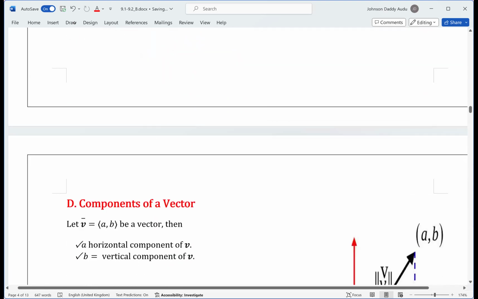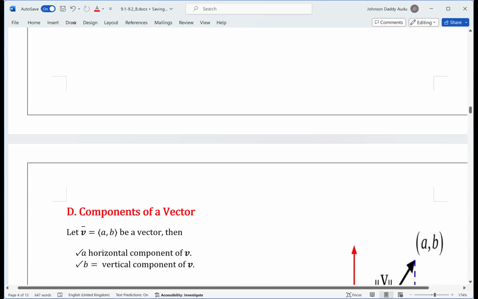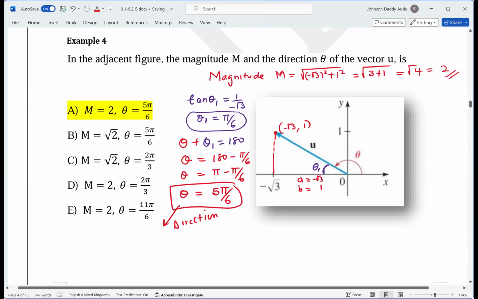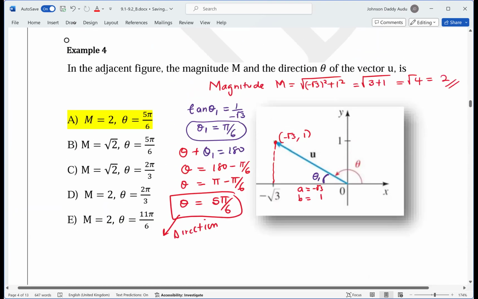All right. So I think that is all about magnitude and direction. So, okay, we will take another video. We will discuss components of vectors.